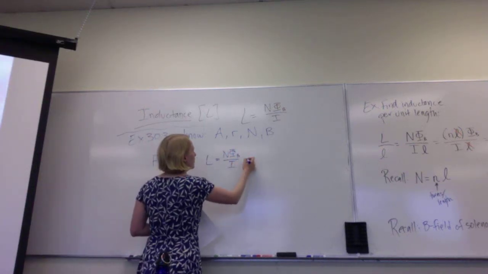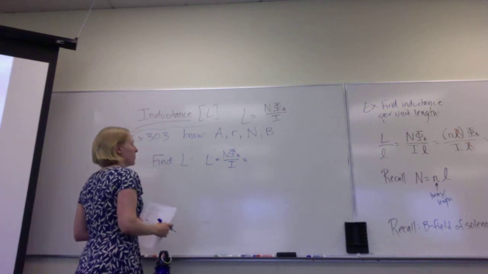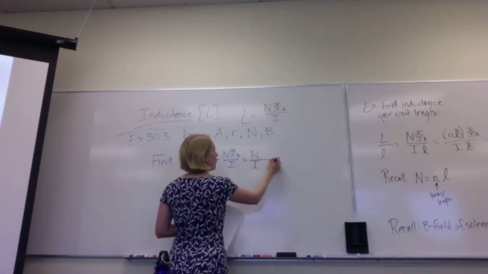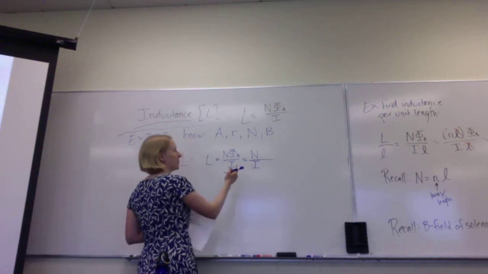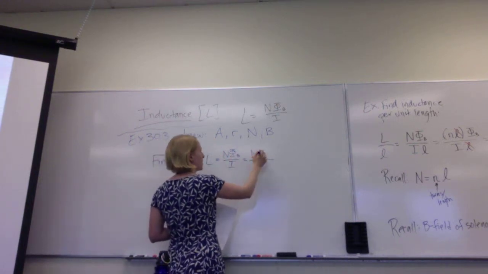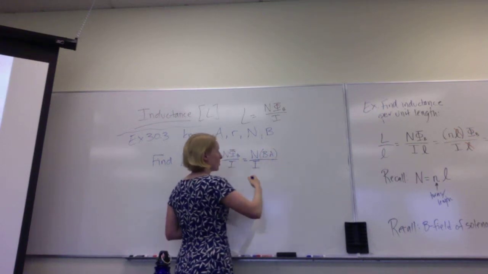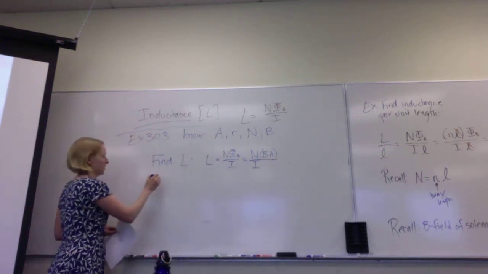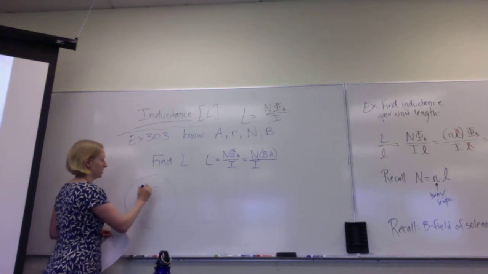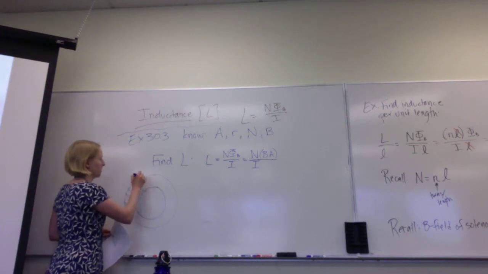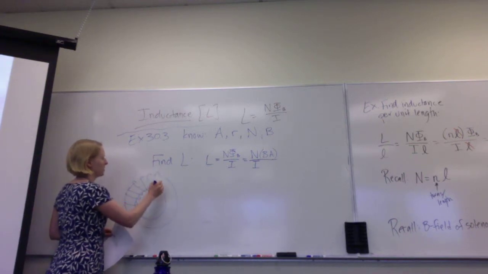Over I. And then we can substitute for the flux. They said that the B field, we can assume that it's constant across the cross-sectional area. So from the picture, this is a toroid. It's got loops of wire going around this donut shape.